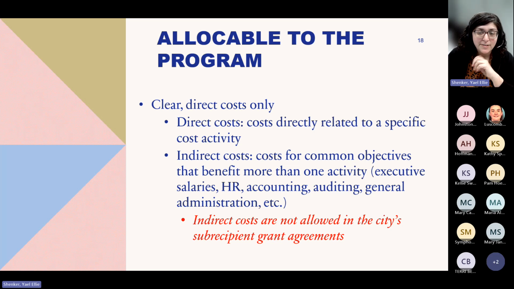Allocable to the program. Here we have the scary red text. This is about direct and indirect costs. We only allow grant agreements at the city for direct costs with CDBG and HOME funds. There are a lot of regulations around HUD and caps on administrative costs and things. So our city agreements are always going to be for direct costs for CDBG and HOME funds. And a direct cost refers to the idea that the expense is directly related to the grant-funded program. An indirect cost is one that is incurred for a common objective that benefits more than one cost activity.